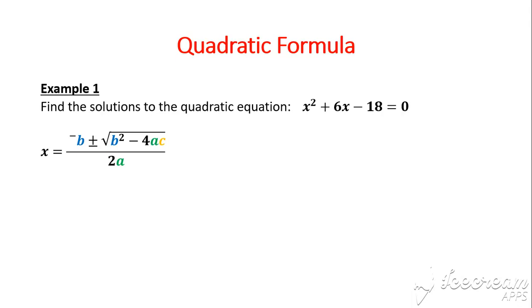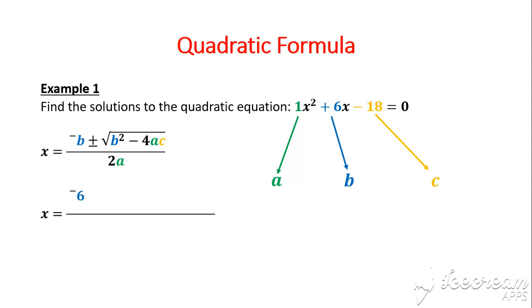So we need to know the values of a, b and c. Now, a is the number that's by the x squared, the coefficient of x squared. In this example, it's 1. b is the number that's been multiplied by x. In this example, it's plus 6. And c is the number that's by itself, negative 18.